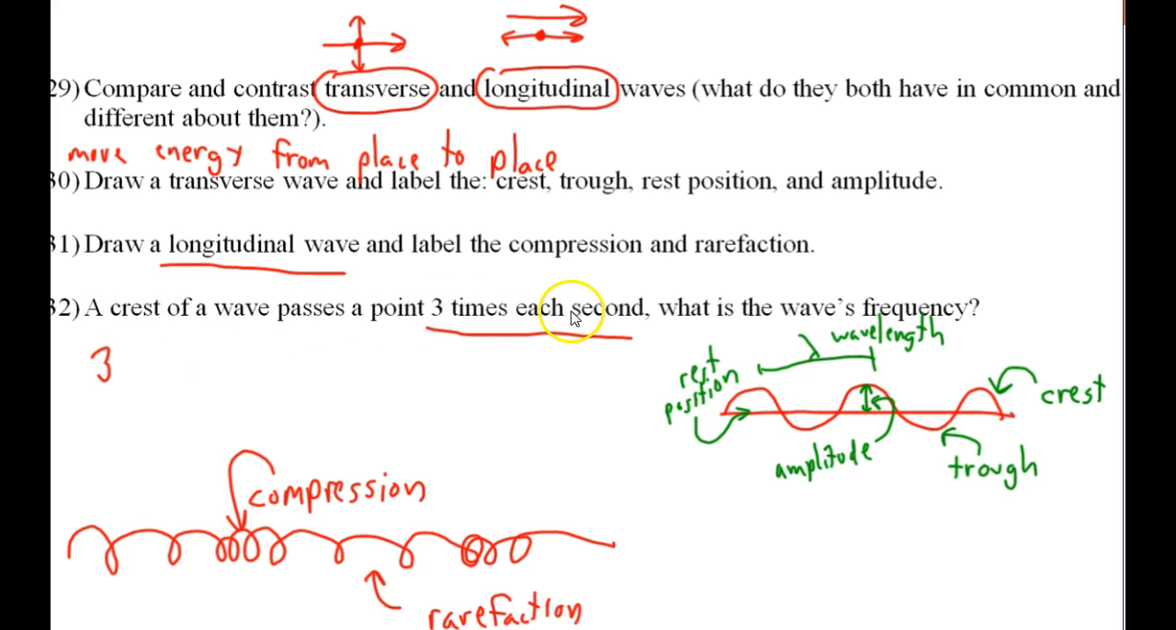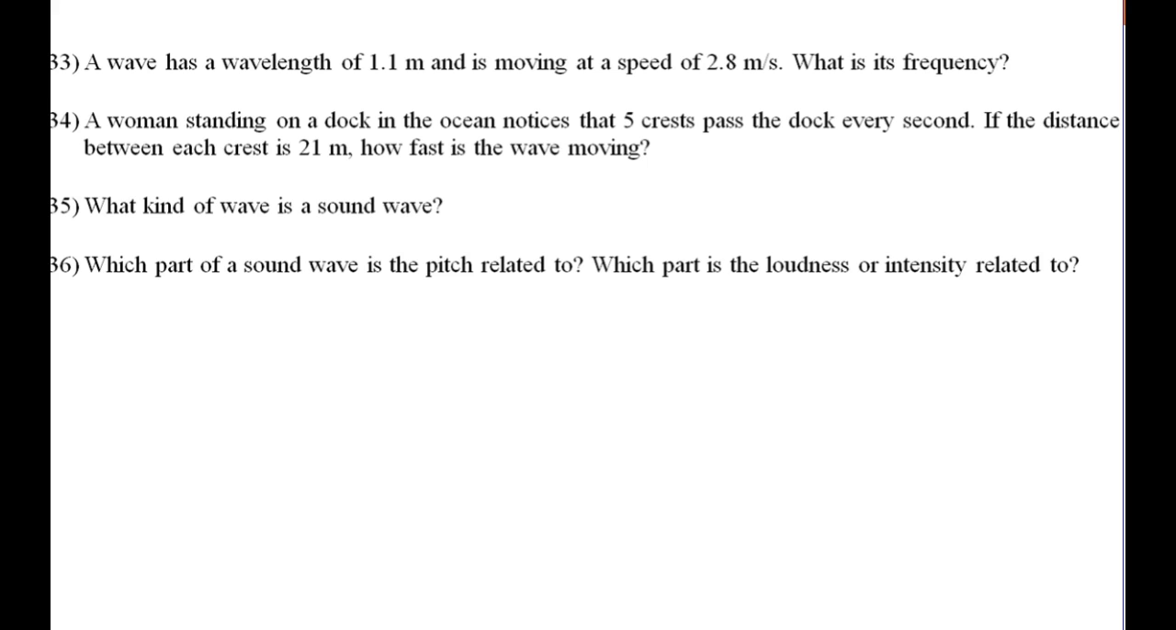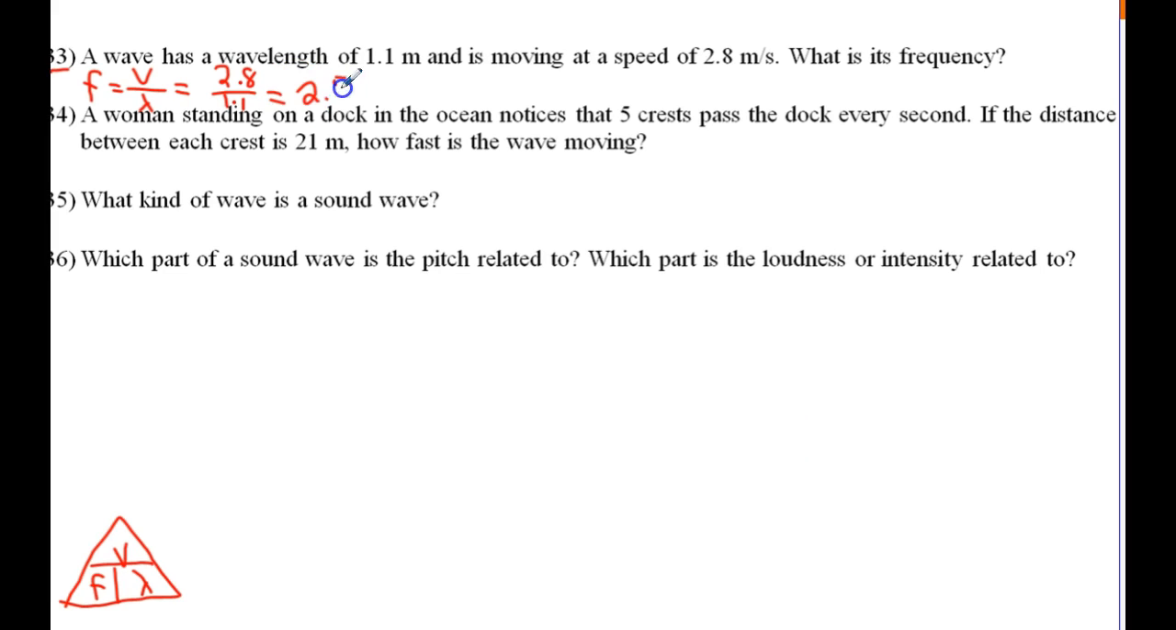All right, some calculations here. 3 times per second. Anytime it's per second, that is your clue. That is going to be frequency, hertz. So 3 cycles in 1 second is a frequency of 3 hertz. That is its frequency. All right, a wave has a wavelength of 1.1 meters, so I need to solve for this one here, velocity, frequency, wavelength. Here I'm solving for frequency. Velocity over wavelength, 2.8 divided by 1.1 is going to solve out to be 2.54 hertz.